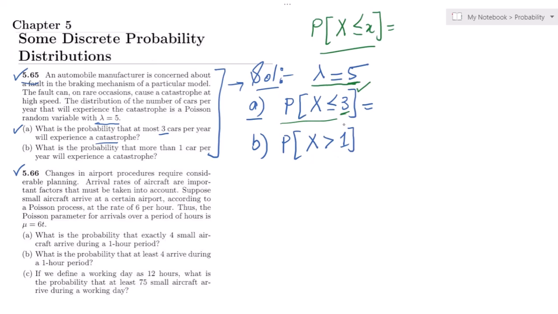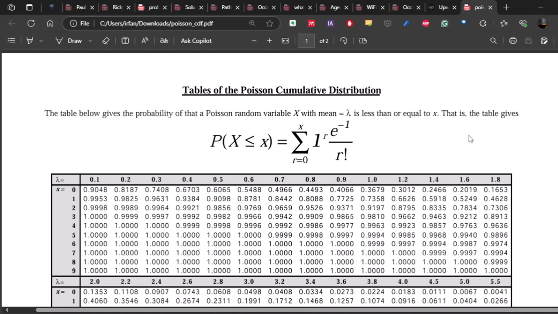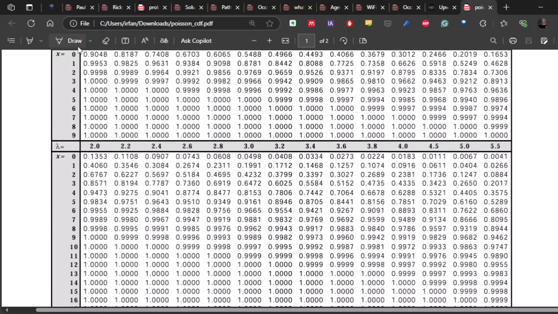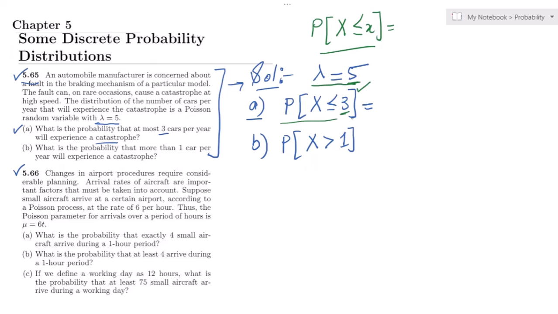So let us move to the probability table. Here is the probability table, and we go to lambda equal to 5 and the value of x, which is 3. The value here is 0.2650. So it would be 0.2650, and that is the solution of part A of my question.